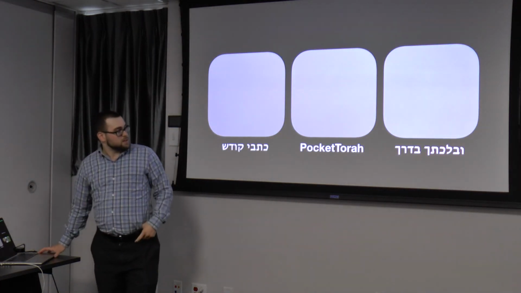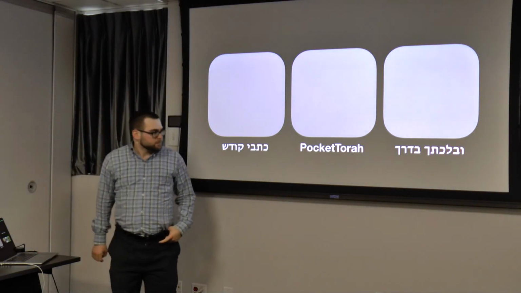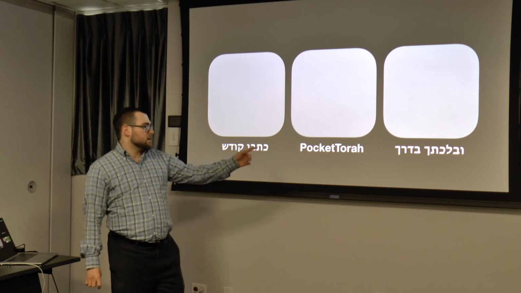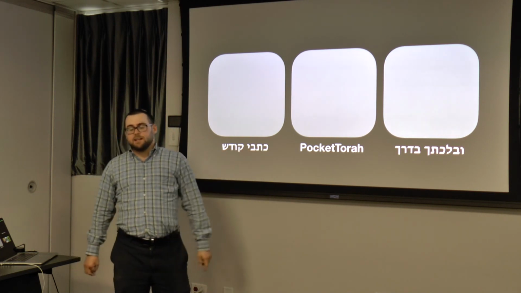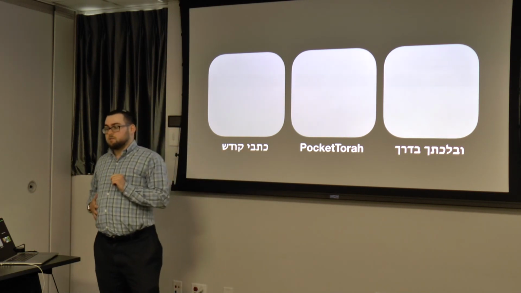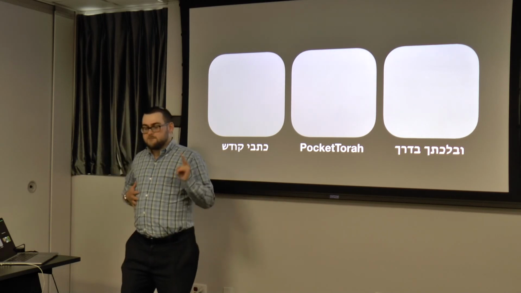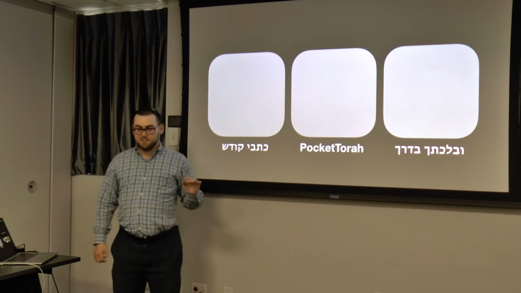And we have three apps here. We'll get to the icons in just a second. We have Uvlechtecha Maderach, Pocket Torah, and Kisvei Kodesh. Now, only one of these apps is actually a Frum halachic app. The other two are completely not.